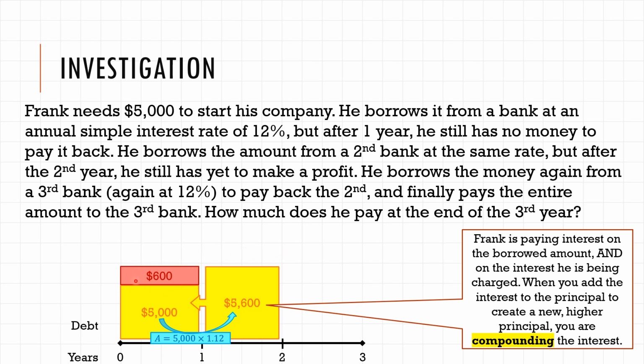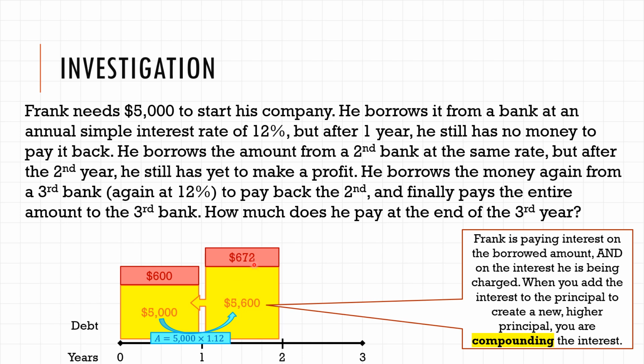here. But unfortunately, it's going to be higher because 12% of $5,000 is $600, but 12% of $5,600 is going to be more. In fact, he will have to pay back an extra $672, right? This is 12% of $5,600. So this amount is actually a bit larger.